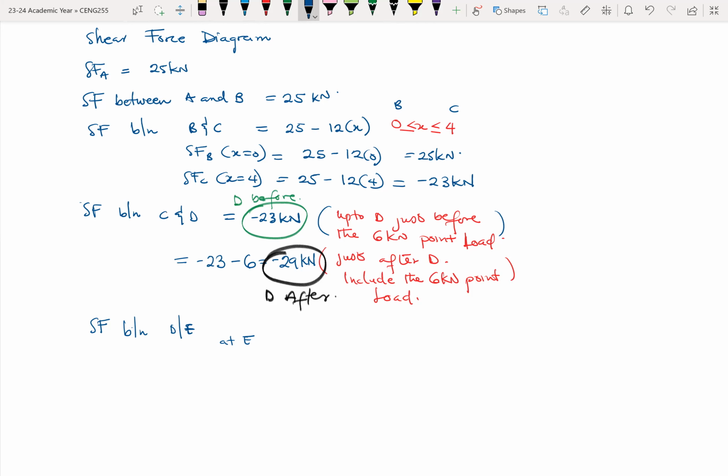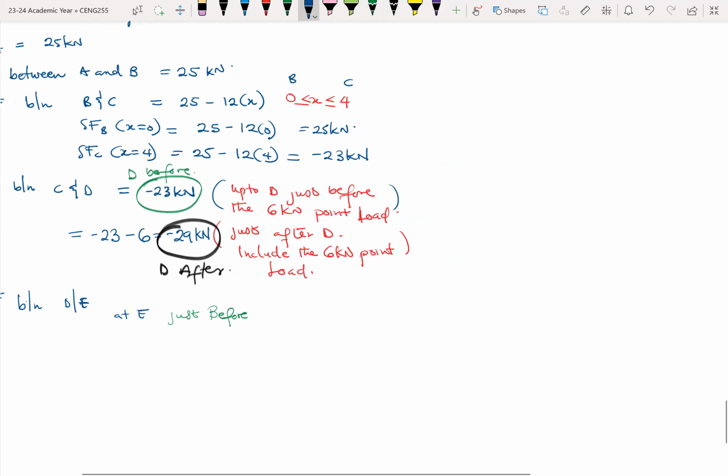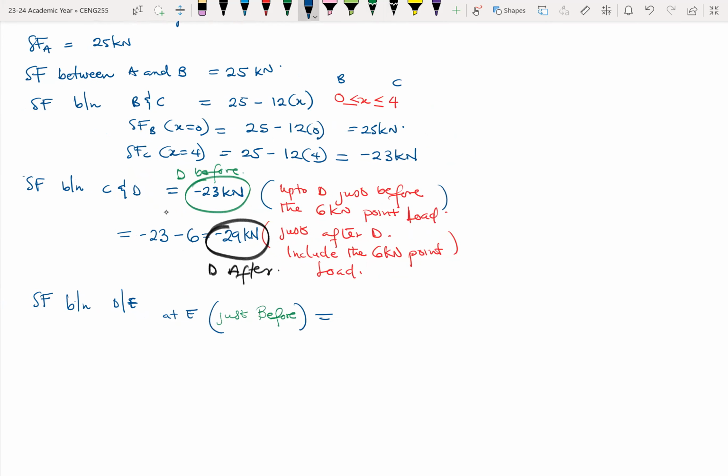Okay. So at E, we have to consider just before and just after. These are some of the things we normally do with shear force, before and after. It's a bit interesting. So just before E, the shear force will be equal to the same, minus 29 kilonewtons. Then again at E, but this will be just after E.